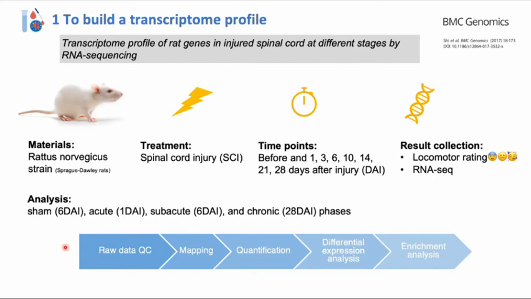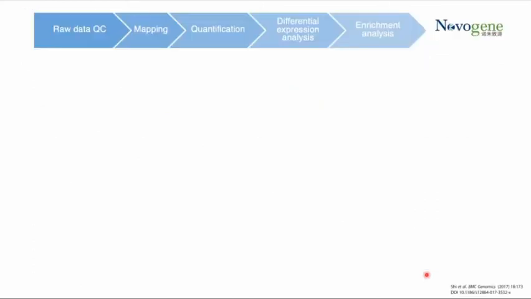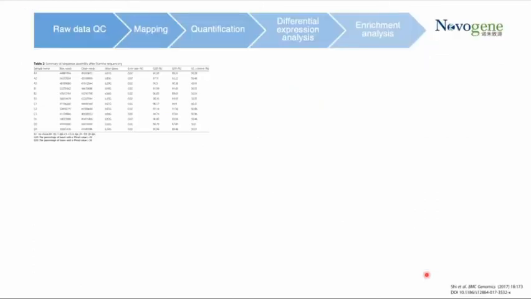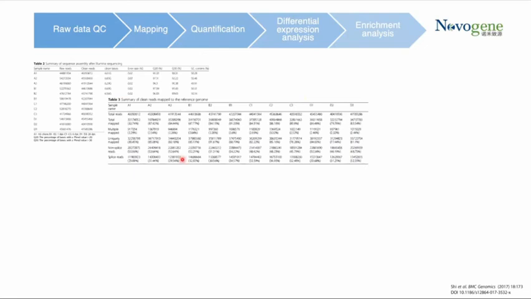And to analyze it, we follow the basic pipeline. We check the raw data, we map them, quantify them, and perform the differential expression analysis and enrichment analysis. And in their result, they have an overview of their sequencing data, like their Q30, their data output, and an overview of the mapping status, like how many reads have been mapped to the reference genome.